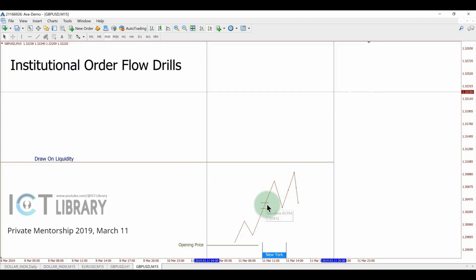And what makes it institutional order flow is because there should be an immediate response to that, and they should not be wasting time before it takes off again to the upside, and it does. So now I've given you a reason to want to be a buyer in your demo trades, how to manage the stop, where the stop should be.